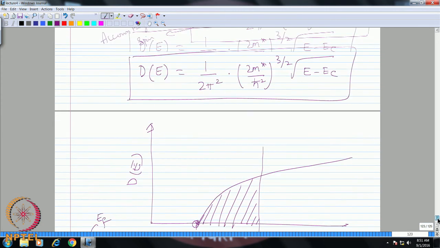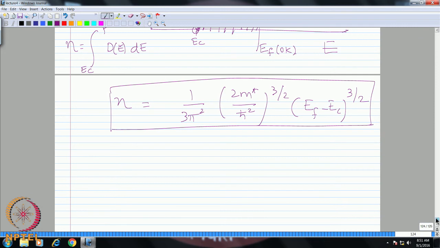So, can you repeat the same thing for phonons now? For phonons, we will use the Debye approximation.